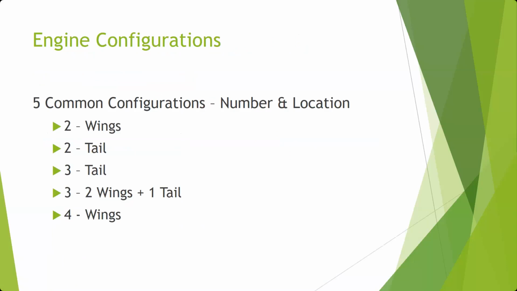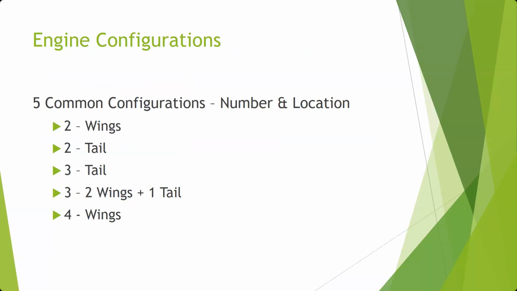Still somewhat recently, 3 engines, either 3 on the tail, like what our 727 outside has, or 3 split between 2 on the wings, 1 on the tail. And finally, the four engines on the wing configuration. Yes, there are some others.